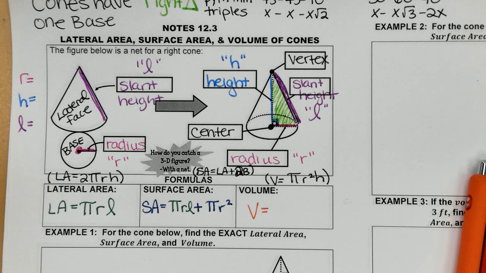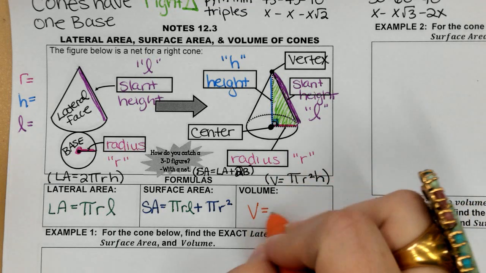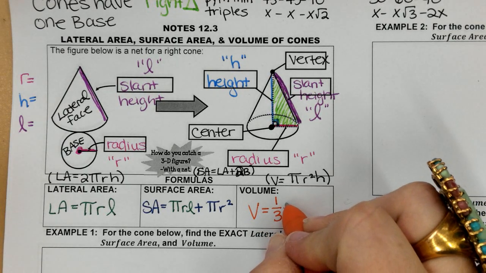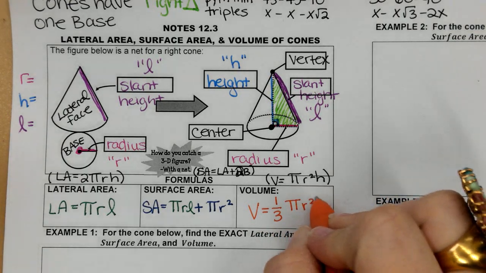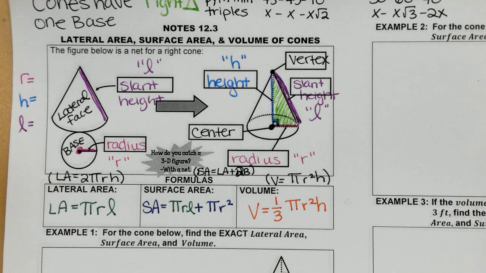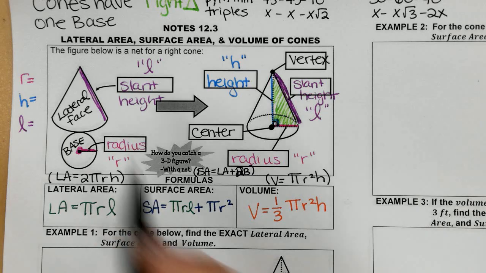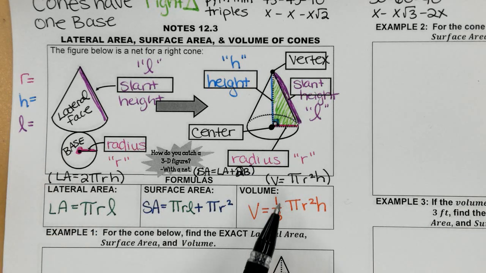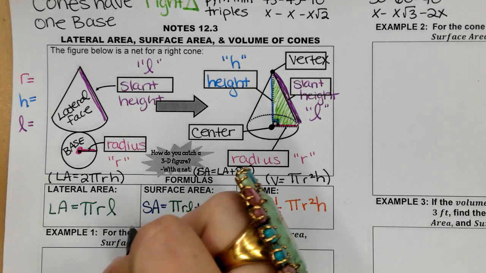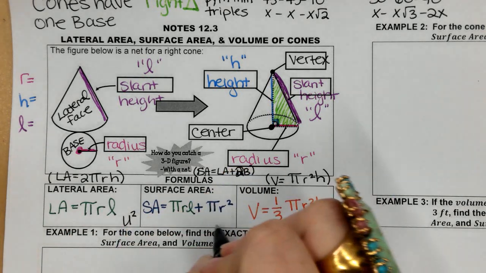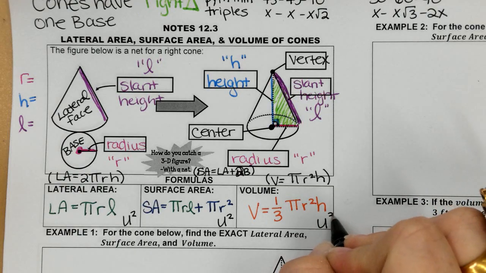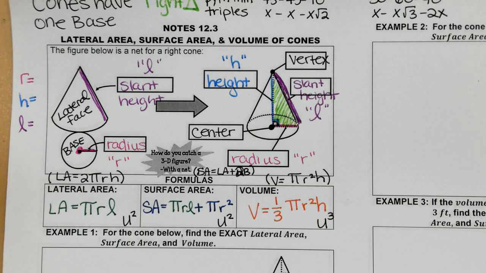So we discovered the volume formula is now 1/3 of the original volume, pi r squared h. Once we have all of our radius, height, and slant height, the rest is just plugging in. And then, like before, our units for lateral area and surface area are squared, but volume is cubed.